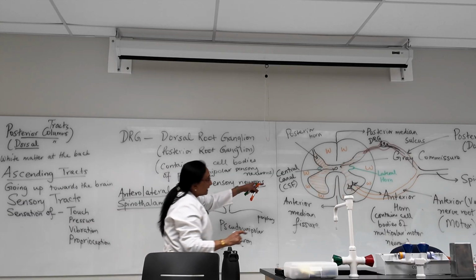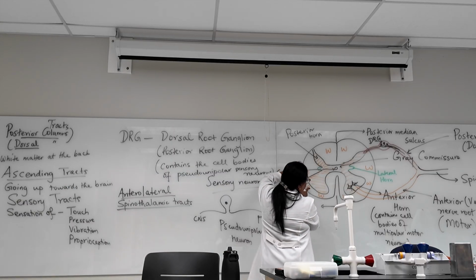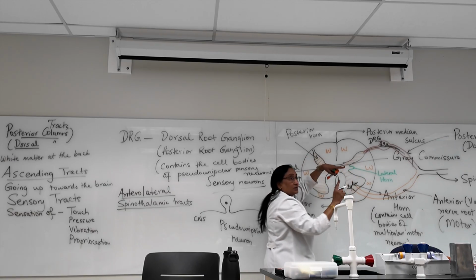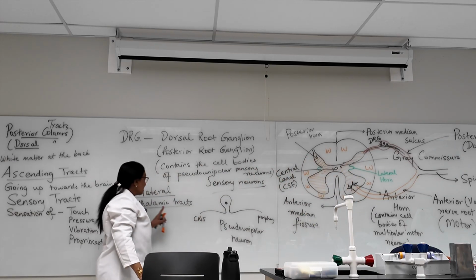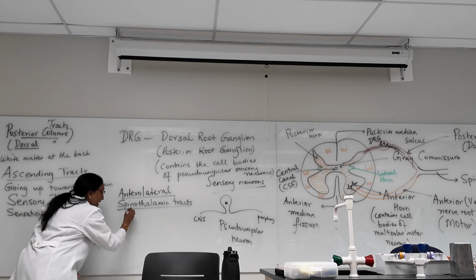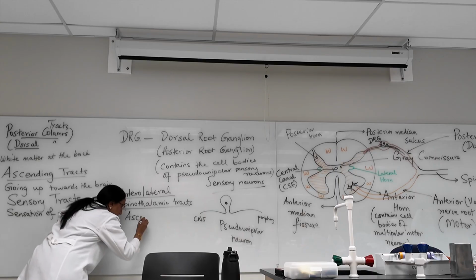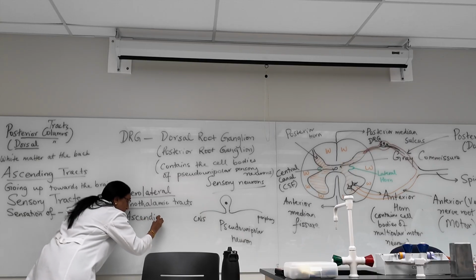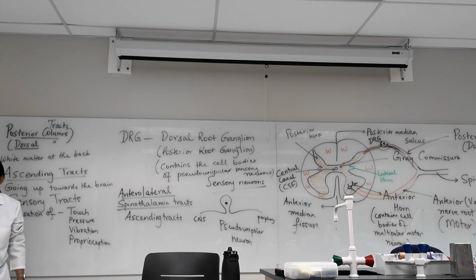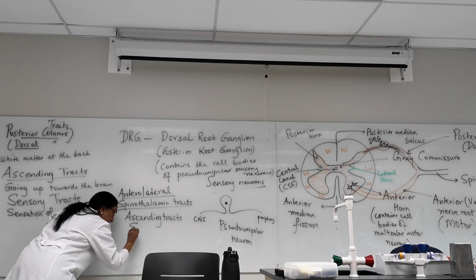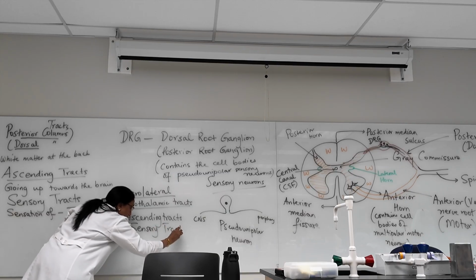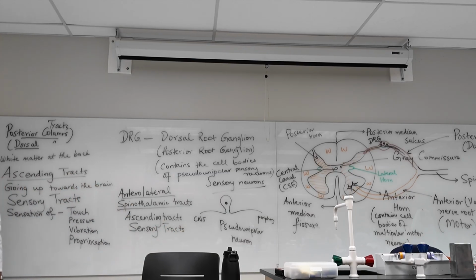Okay, so on both sides. So they are on the lateral side and a little in the front. So this white matter that is here, okay, anterolateral spinothalamic tracts. Now these are also ascending tracts. That is, they are going up to the brain. These are ascending tracts. These are sensory tracts. Ascending tracts are always sensory because they are going to carry information to the brain.